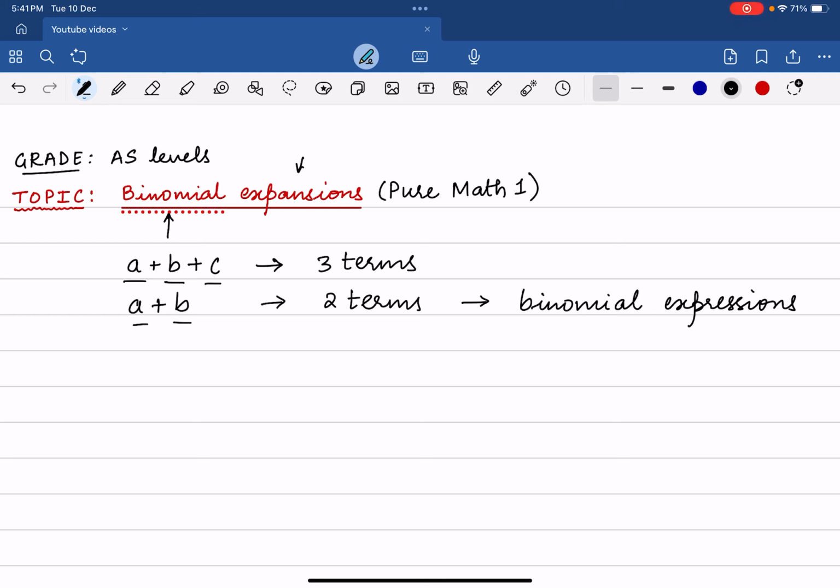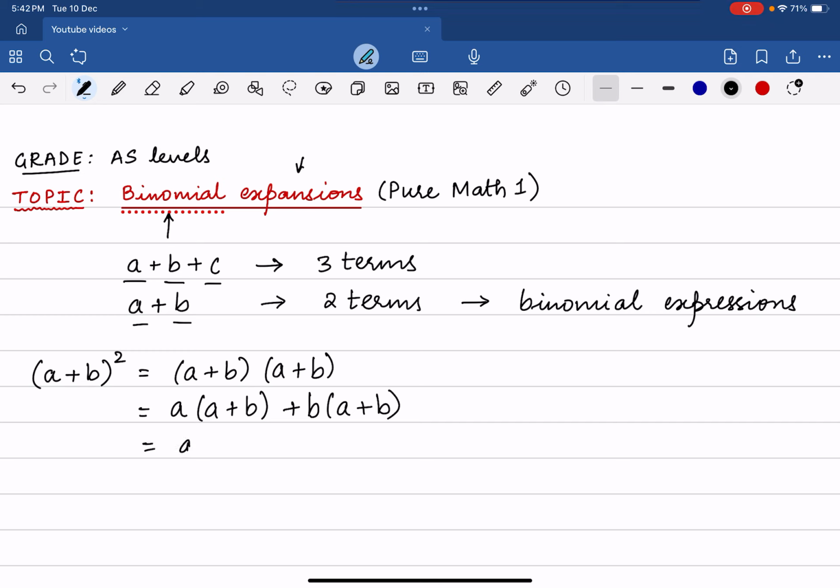Okay, so something as basic as a plus b the whole squared expansion is related to expanding the brackets. And when we say expanding the brackets, we are trying to multiply out the brackets. When we say a plus b the whole squared, we historically do it this way: a plus b multiplied with a plus b, you have a times a plus b times a plus b, and this makes it a square plus ab plus ab plus b squared, making it a squared plus 2ab plus b squared.